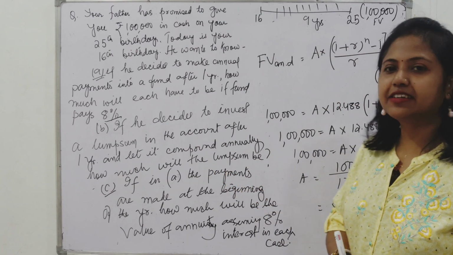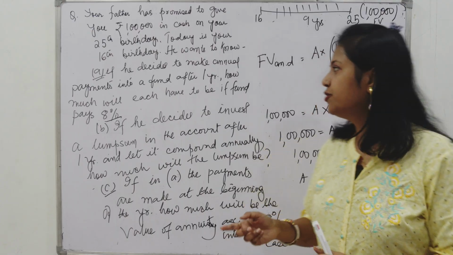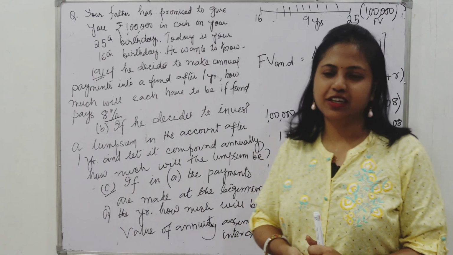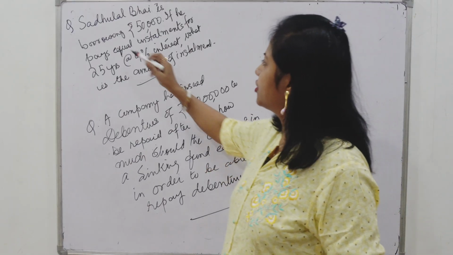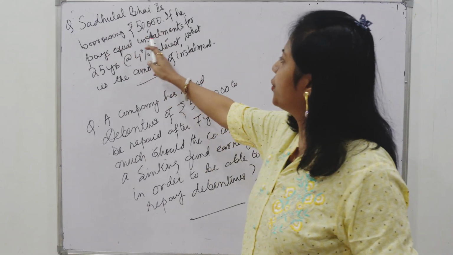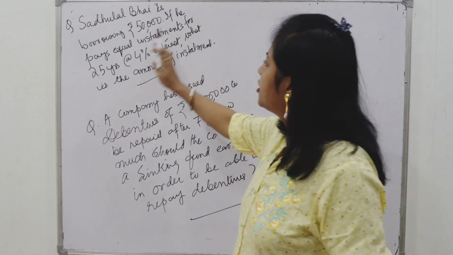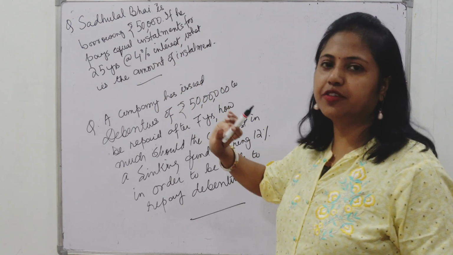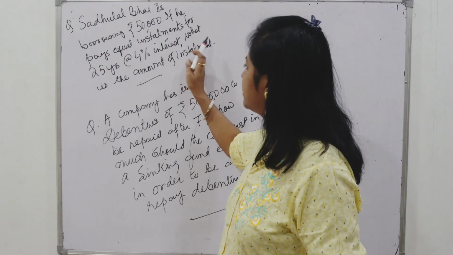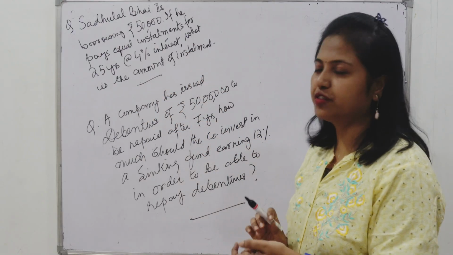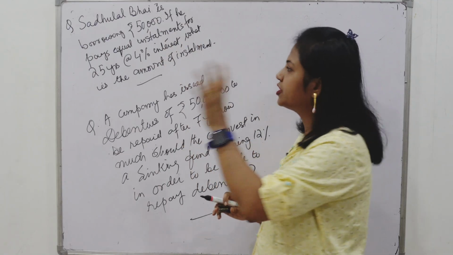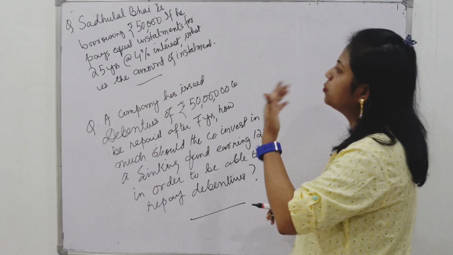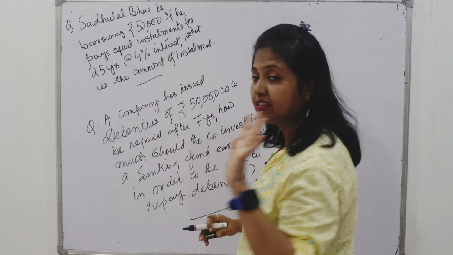Okay. So friends, I'll take up one more sum, where we will see the present value of annuity due and annuity. So here are another two sums. The first one is Sadhulal Bhai is borrowing rupees 50,000. If he pays equal installments for 25 years at the rate of 4% interest, what is the annual amount of installment? So one way we are clear that this person has borrowed 50,000 and now he wants to make the payment in installments, and that is equal installment.